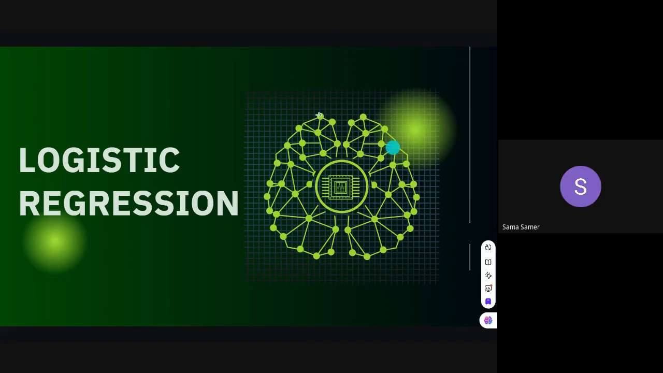Okay, that was more than perfect. So what is logistic regression? The logistic regression that we are talking about here is a supervised learning algorithm which is used for classification problems.